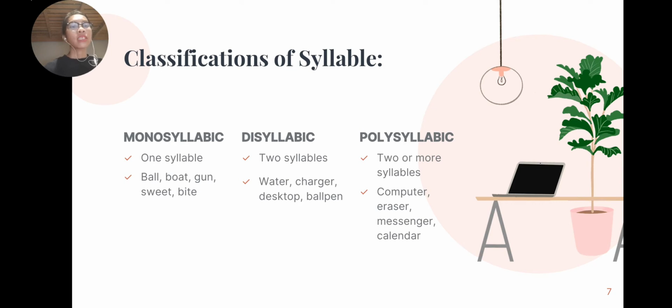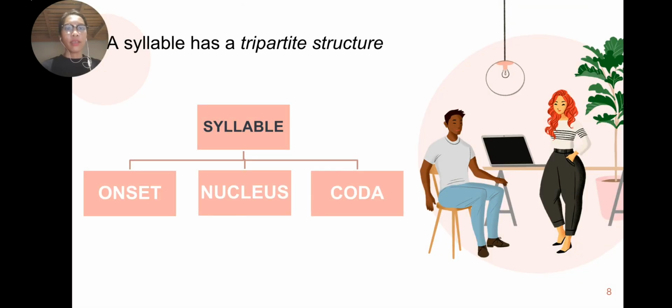And lastly, polysyllabic. Poly means many, so two or more syllables. We have computer, eraser, messenger, calendar, Instagram, and so on and so forth. Okay, so we are done with the classification and types of syllables. Let's go deeper into its structure. What are the components of a syllable? Do you have an idea? What is it composed of? So a syllable has a tripartite structure.